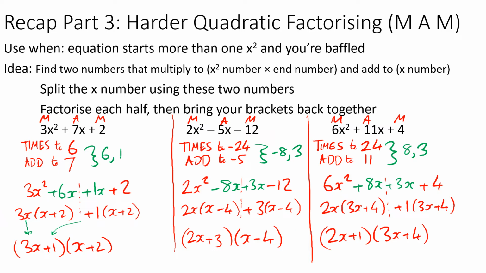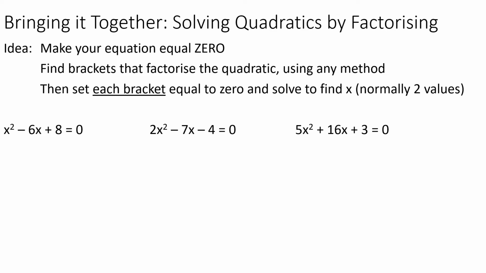Okay, so we're now going to put all of this together. We're going to look at solving quadratics with factorising. So here's what we've got to do. First thing, our equation needs to be equal to 0. That's not going to be a problem on this page. Second thing, we need to essentially factorise. We need to find some brackets that make it work, and you can use either of those last three methods we just looked at.